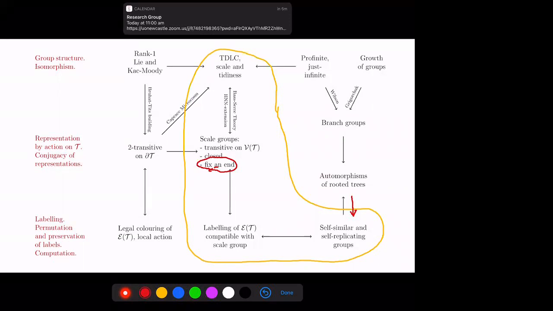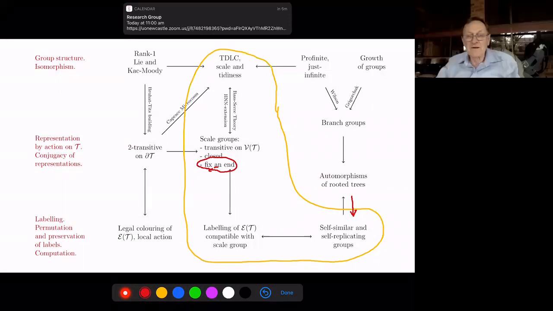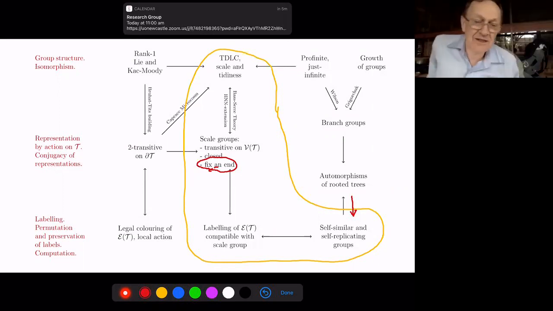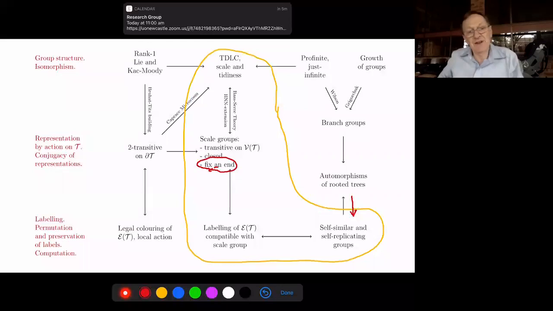I have a question. Yeah. How much does this correspondence between self-similar and self-replicating groups relate to the problem of classification of totally disconnected locally compact groups? Oh, yes, I think it's a very important part of the classification.